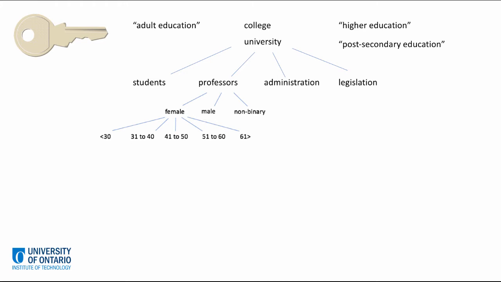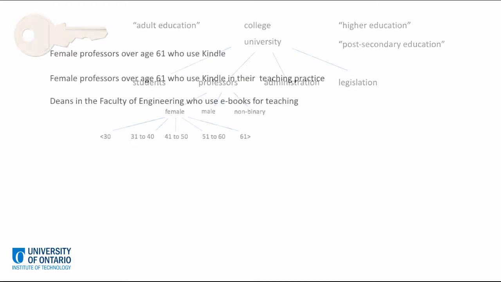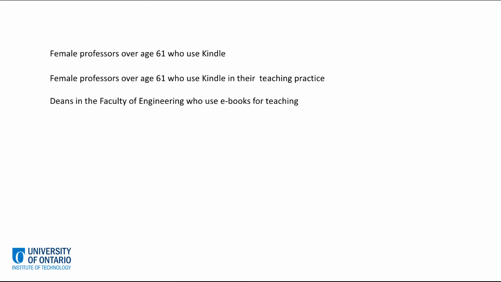Now we can start to merge our topics. Here are 3 examples of narrowed down topics based on our examples. Unfortunately, this still isn't good enough. We can't look at the global population of female professors or engineering deans. It's just too big of a topic.